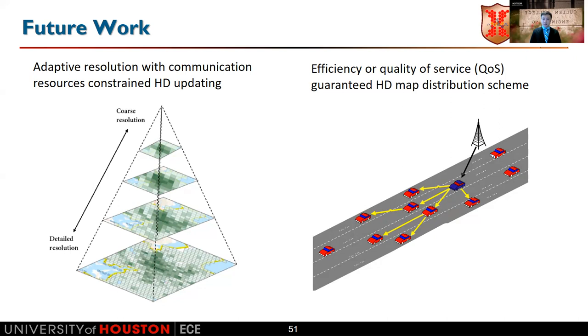The second one is an efficiency or quality-of-service guaranteed HD map distribution scheme. Like in work two, we only discussed the uplink of the HD map. However, if the complete HD map is formed, then we need to distribute it to all of the autonomous vehicles such that they can perform autonomous driving applications. In this case, we can also include V2V communications, vehicle-to-infrastructure communications, or vehicle-to-everything communications. So how to distribute the HD map in a quality-of-service guaranteed way needs to be considered. These two are the possible future works.